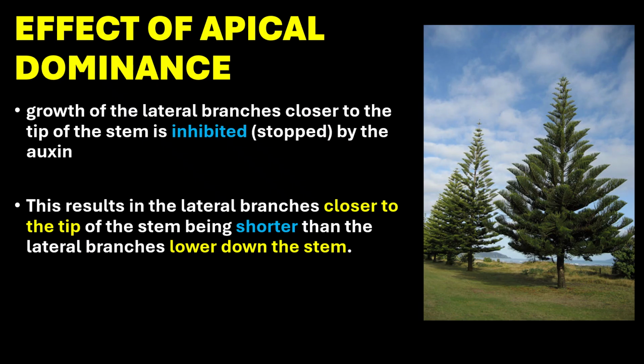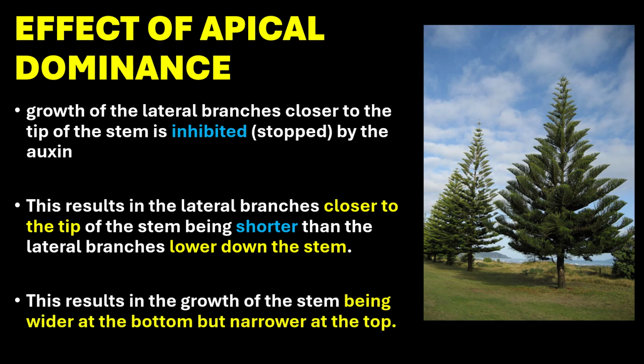More auxin will promote more growth. Because the auxin is very low, the growth level is also low. And because the amount of auxin is high here, the growth level here is also high. This results in the growth of the stem being wider at the bottom. So if you take this plant, for example, the stem is very large here, but if you check the tip, the stem is smaller. It's because of the influence of auxin.